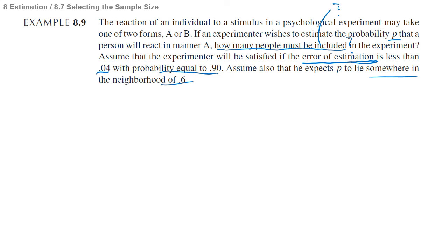Okay, so we want to calculate the sample size n, and in the problem, we want our error of estimation b to be less than or equal to 0.04. And what is b? b is the error of estimation, which is z alpha over 2 times sigma p hat. Here alpha is 0.1, so z alpha over 2 is z 0.05.